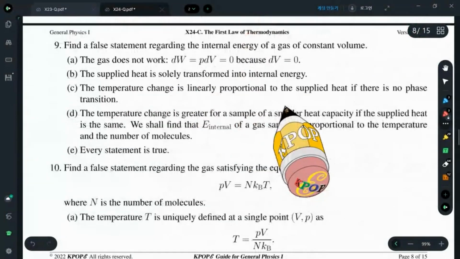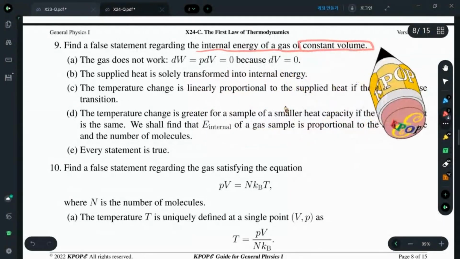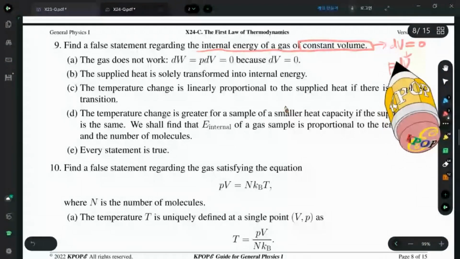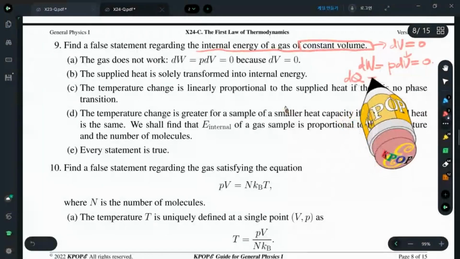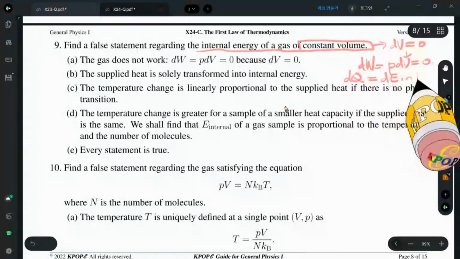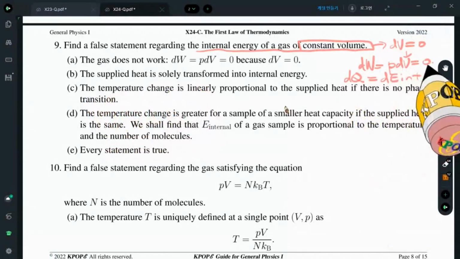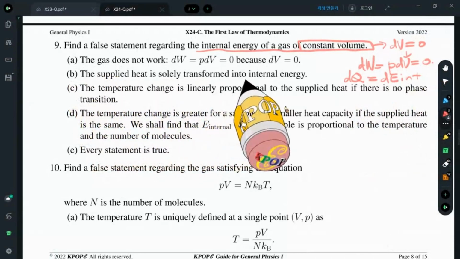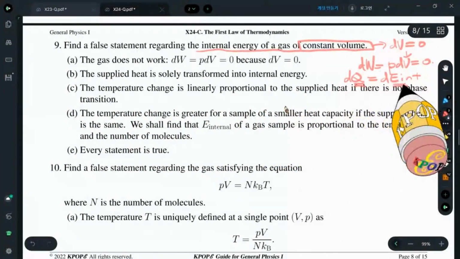Number 9, the internal energy of a gas at constant volume. Constant volume, dV equals 0, so dW equals PdV equals 0. Therefore, dQ must be the internal energy change. Okay? The gas does not work. The supplied heat is solely transformed into internal energy. Heat is completely transferred to the internal energy.